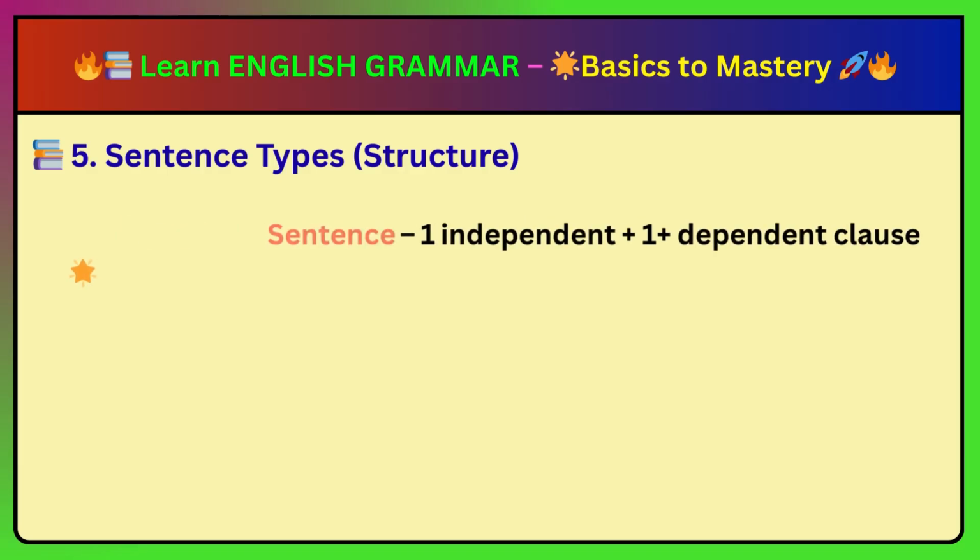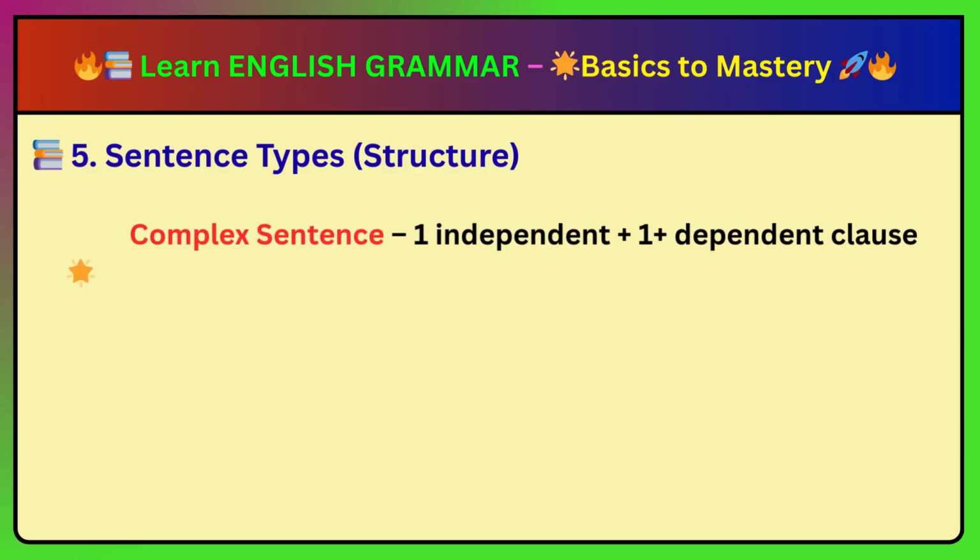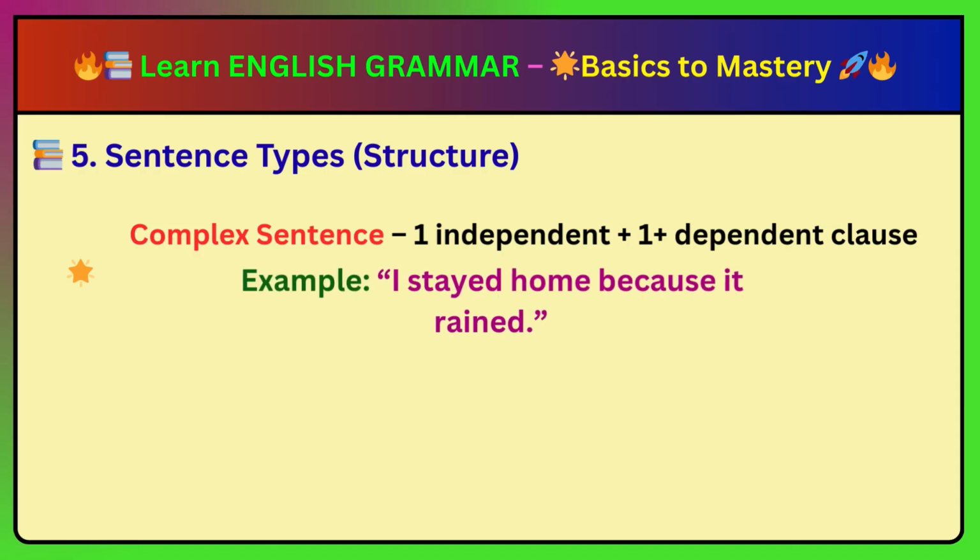3. Complex sentence. A complex sentence has one independent clause and one or more dependent clauses. The dependent clause cannot stand alone and depends on the main clause to complete the meaning. Example, I stayed home because it rained.